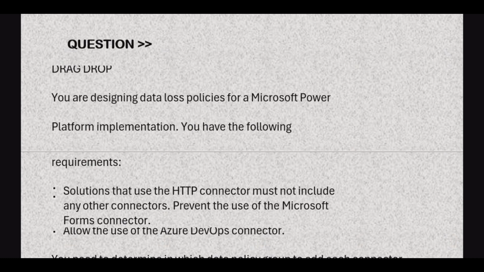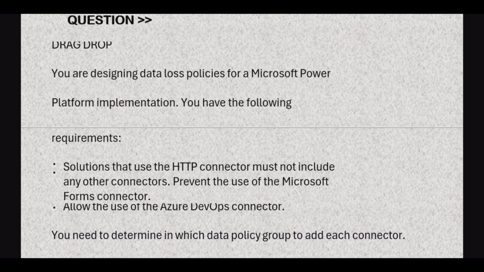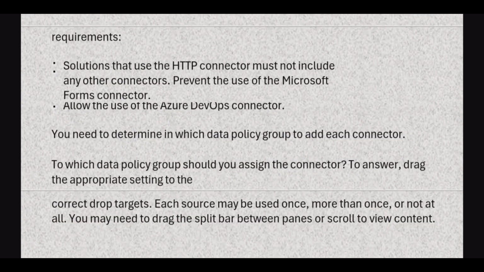Our next question is drag drop. You are designing data loss policies for the Microsoft Power Platform implementation. You have the following requirements. Solutions that use the HTTP connector must not include any other connectors. Prevent the use of Microsoft Forms connector. Allow the use of Azure DevOps connector. You need to determine in which data policy group to add each connector.